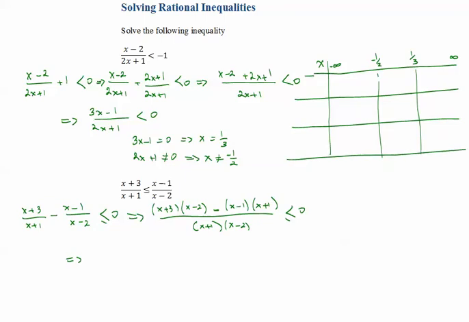So the first term we have is the numerator, which is 3x - 1. Then we have the denominator, which is 2x + 1. And then the rational function that we're going to check the sign for is (3x - 1)/(2x + 1). And we need to know when this is less than 0. So first, 3x - 1 is equal to 0 when x is 1/3. And 2x + 1 is equal to 0 when x is -1/2.